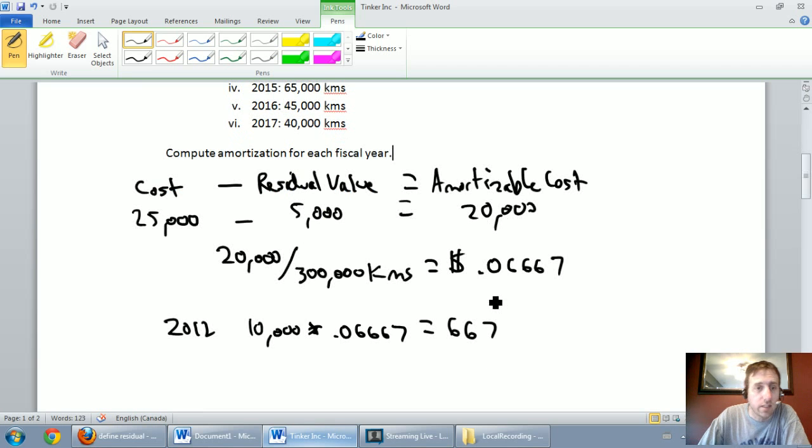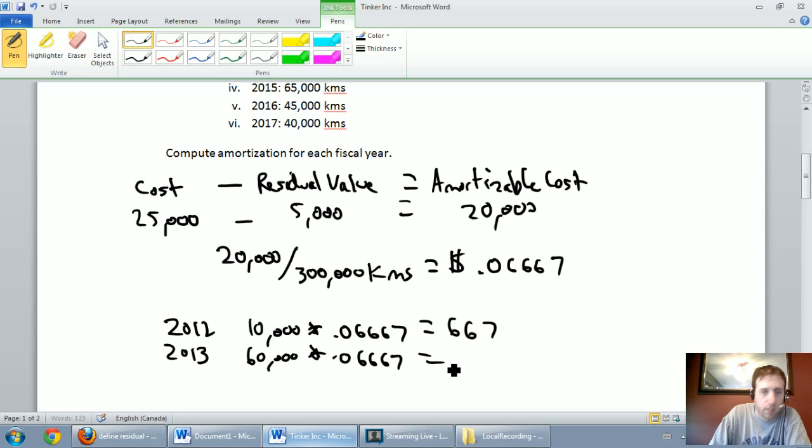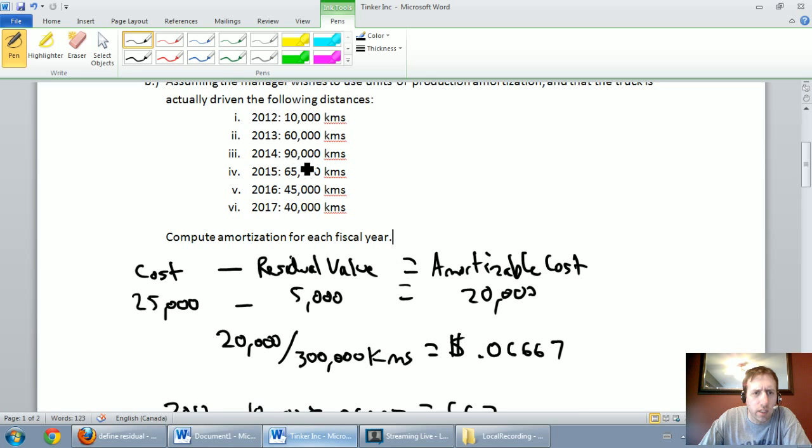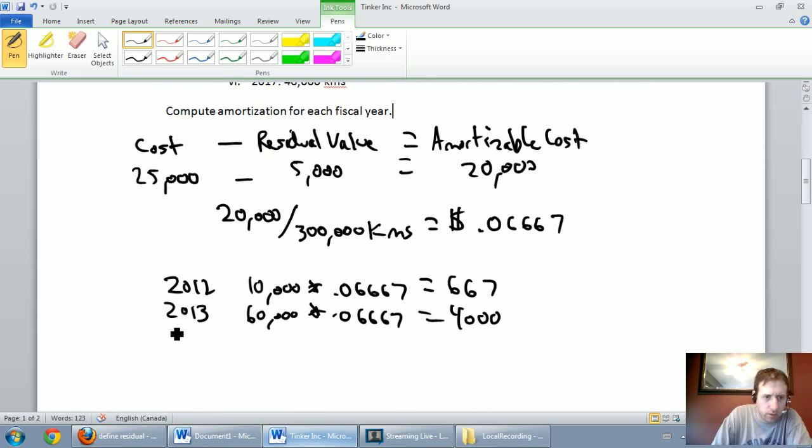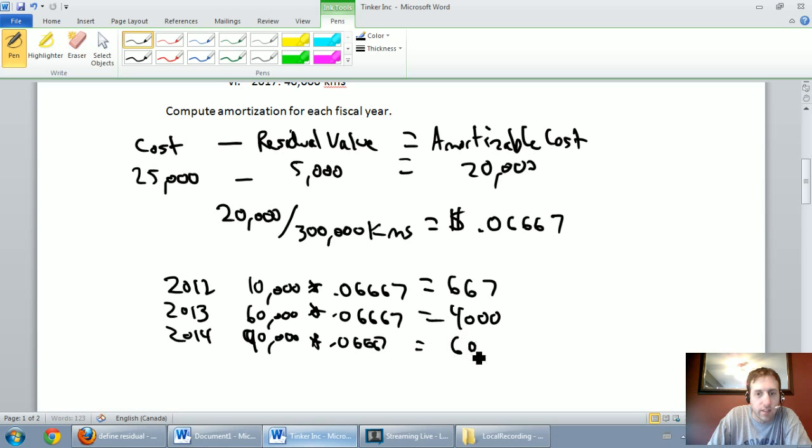2013, it's 60,000 kilometers. So 2013, 60,000 times 0.06667. I'm going to need my calculator for this one. I should be able to do this in my head. Is it 2,000 maybe? I better calculate it. 60,000 times 0.0666667 is 4,000. That is way off. All right, so it's $4,000. 2014, we drove 90,000 kilometers. So 2014, it's 90,000 times 0.06667. And what we find there is our number will be 6,000.